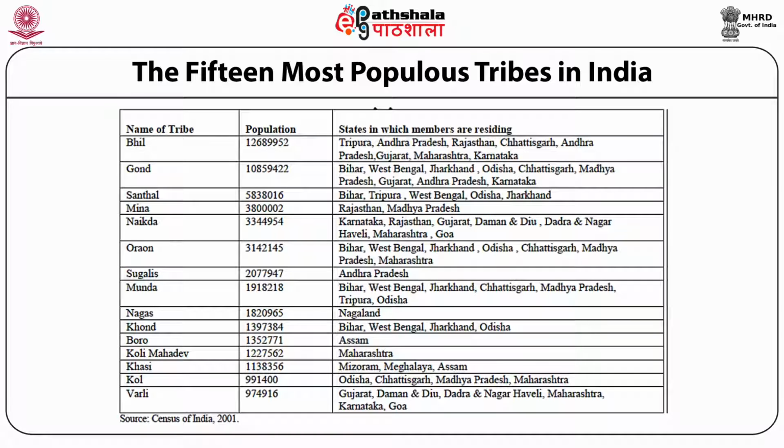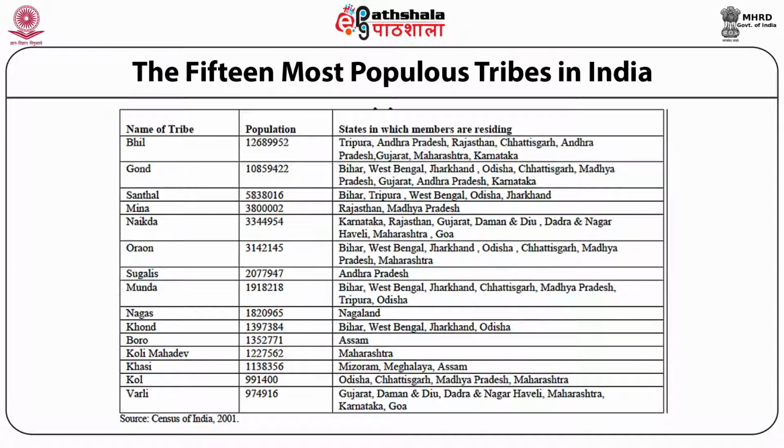Gond stands in second position with a population strength of 1 crore 8 lakh 59,422, and they are distributed in Bihar, West Bengal, Jharkhand, Odisha, Chhattisgarh, Madhya Pradesh, Gujarat, Andhra Pradesh and Karnataka. Santhal stands third and they are distributed in Bihar, Tripura, West Bengal, Odisha and Jharkhand. Meena is in fourth position and they are distributed in Rajasthan and Madhya Pradesh.